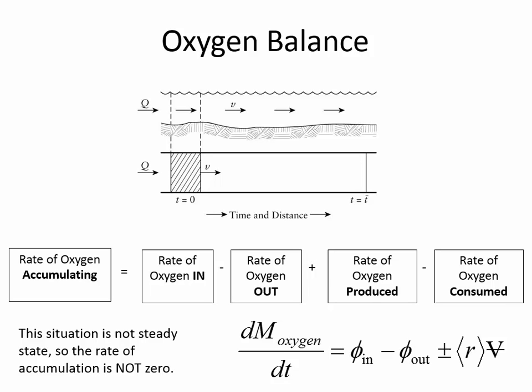If we do a mass balance on a single element of water that's in the river, what we could look at is the rate of accumulation of how much oxygen is there inside of this little element of water as it flows down the river. And we're going to look at the difference between how much is going in, how much is going out, if there's any oxygen production inside of this element of water, and the consumption of oxygen inside of that water.